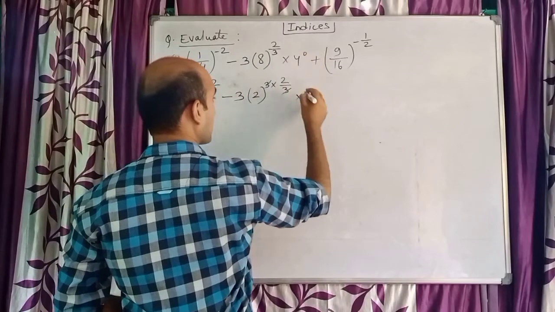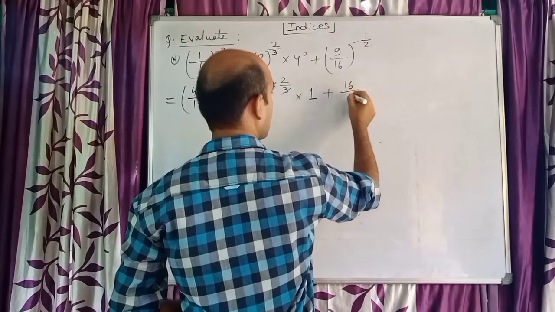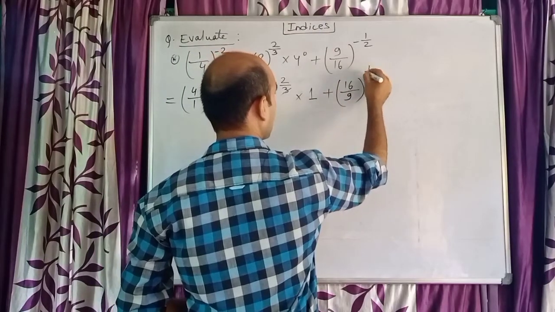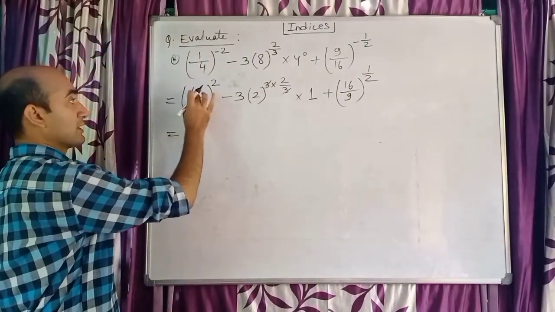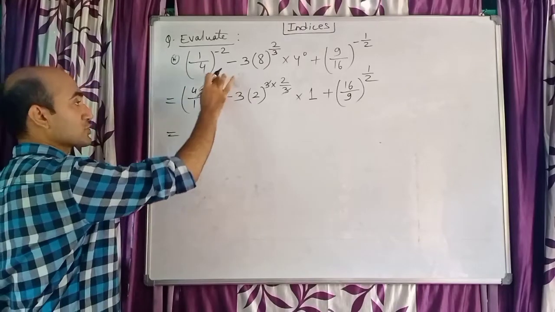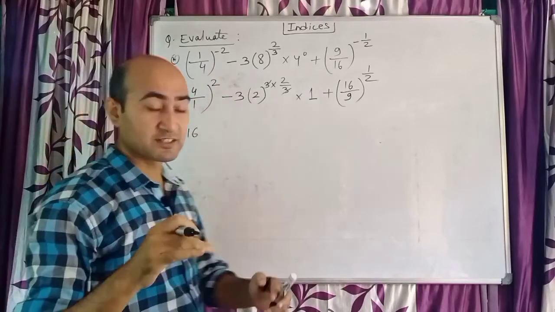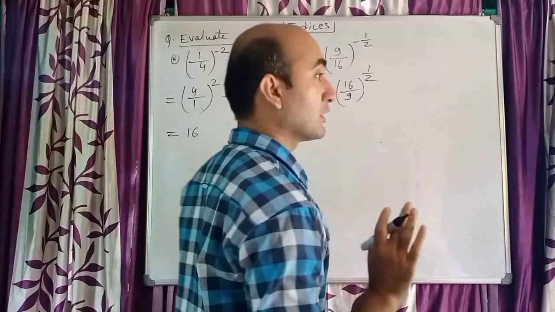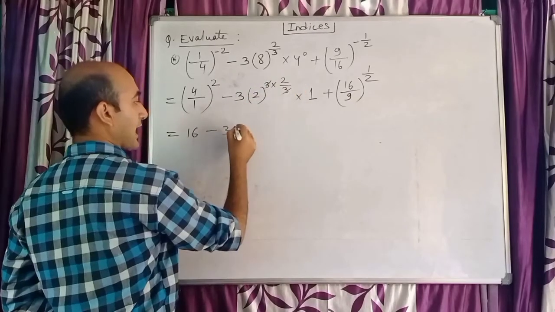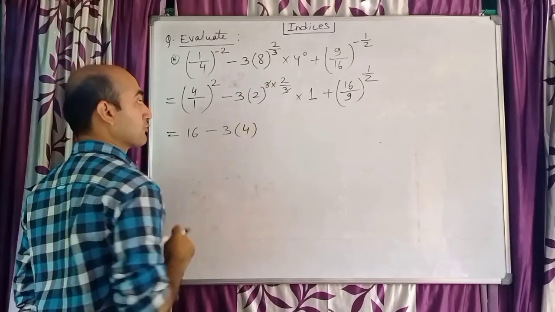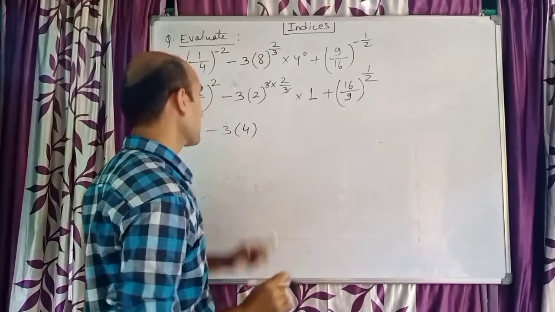Into anything to the power 0 is 1, plus again a minus power, make it a plus power by interchanging numerator and denominator. So the power became positive. Now the good thing about this part is that there is no fractional power, it is 4 square. 4 square is very easy, it is 16, and 1 square is 1, but in the denominator 1 has no value, so no need to write it. Minus 3 into, this is 2 square now, and 2 square is 4. So I can write 4 here in the bracket. If you don't prefer brackets, then you can put a multiplication symbol and write into 4.